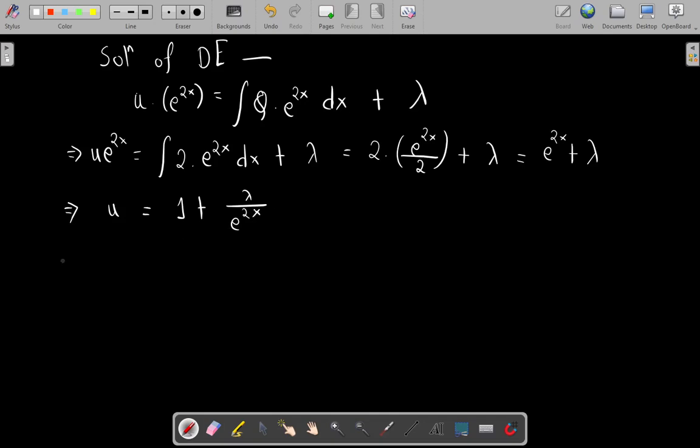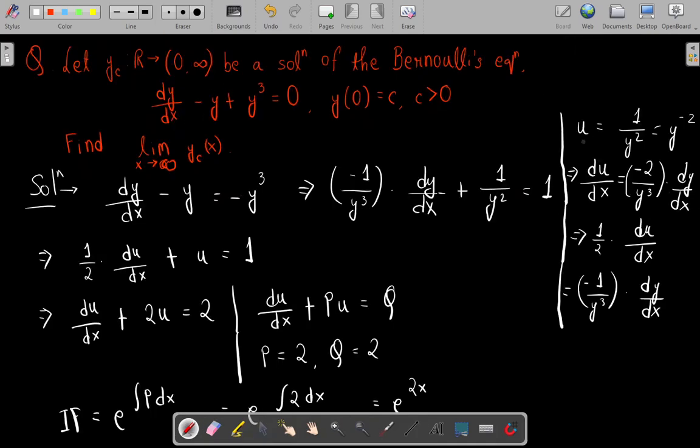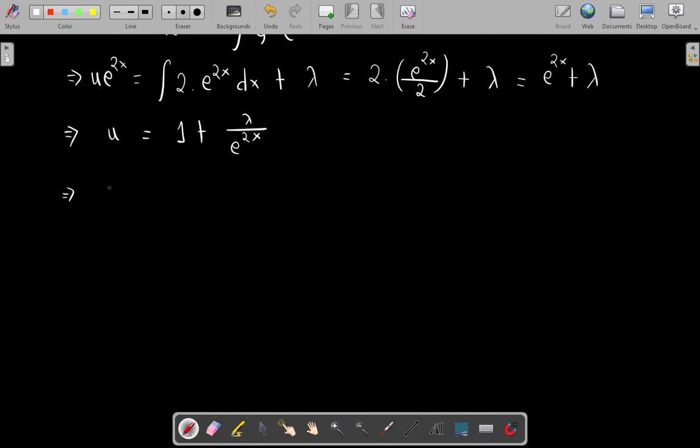Again, what is u? The substitution we did here, u is 1 upon y squared. So we have to find finally in terms of y squared. We have to find the limit of y_c(x) as x tends to infinity. So u, which is 1 upon y squared, is 1 plus lambda by e raised to the power 2x.